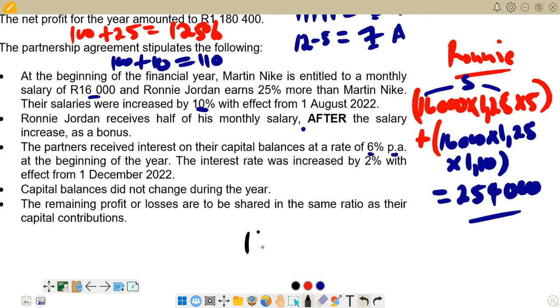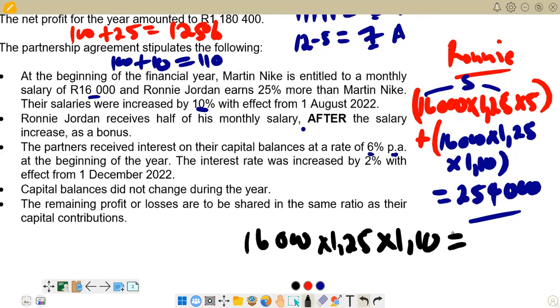So we can just say 16,000 times 1.25, and then after the increment you multiply again by 1.10. So let's try to calculate that one so that we see what we get there. Say 16,000, then you multiply by 1.25, you multiply again by 1.10, you get 22,000. So the 22,000 is the amount after the increment.